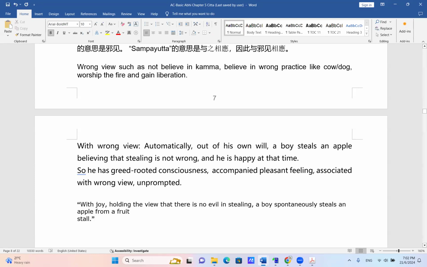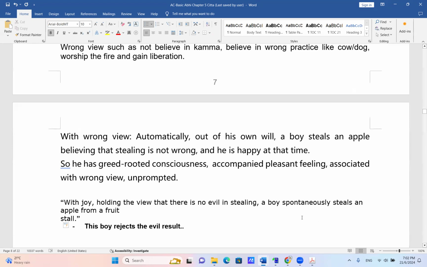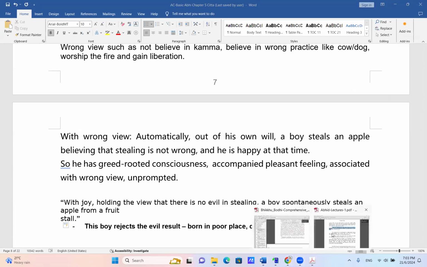No evil. This implies that this boy rejects the evil result. Because when we say kamma vipaka, when there is an evil action, there might be an evil result. So he does not believe in the evil result. He doesn't believe that stealing has fault. What's the evil result? Because of stealing, one is born in a poor place, or destitute. Okay, this kind of evil result. So there's one example given here. I think the book didn't mention a lot, only this one.